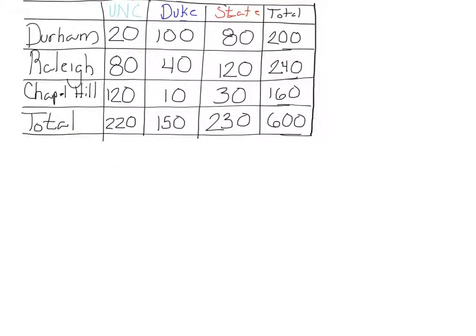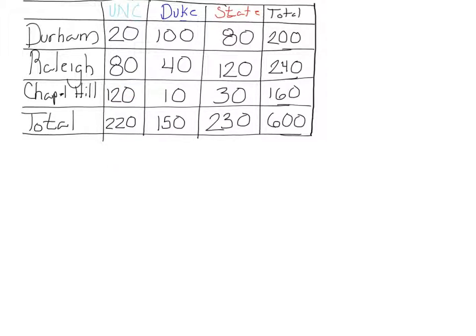So let's say I'm in a room full of 600 people, and I'm asking these folks what their favorite team is. So I have people from Durham, I have people from Raleigh, I have people from Chapel Hill. So speaking from a biased perspective, we have the most people in Durham. They tend to like Duke. We have people in Raleigh that tend to go for State, more so than the other two teams. And we have people in Chapel Hill who go for the obvious choice, UNC.